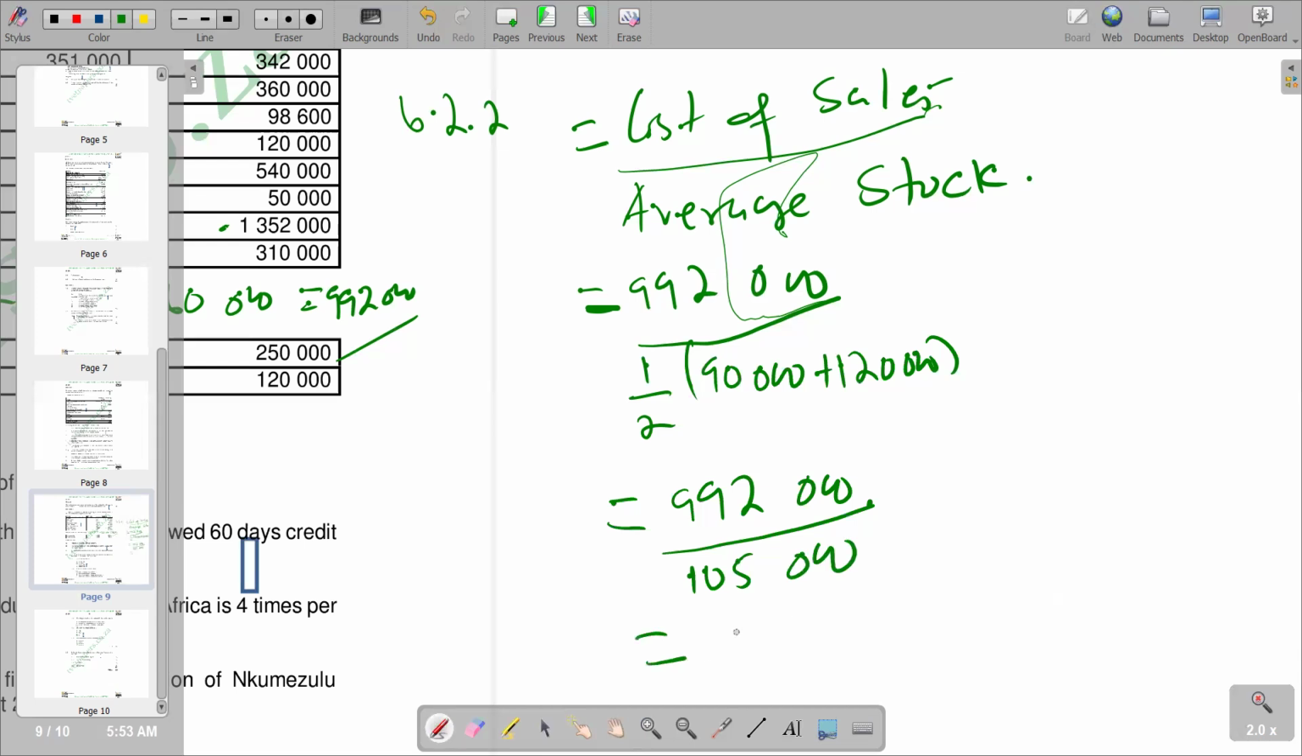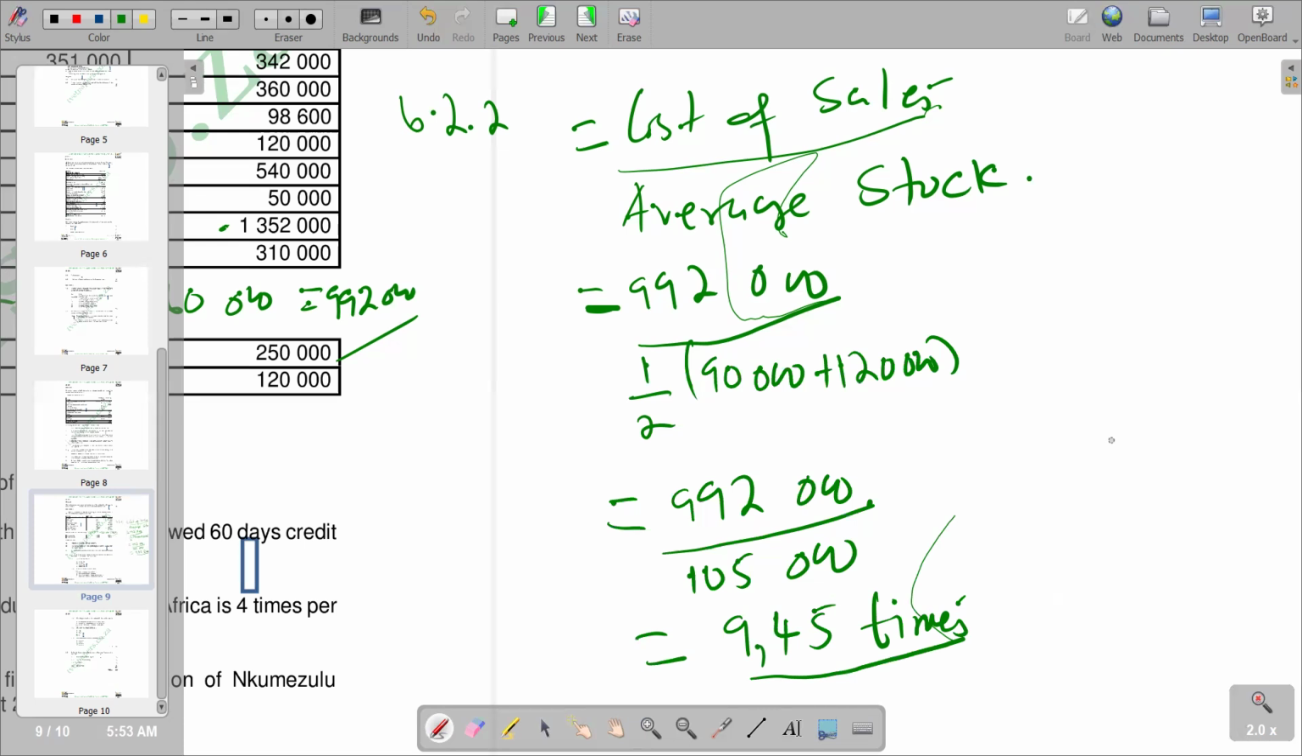And simplified further, for two decimal places, you're going to get 9.5 times. So remember, even though it is turnover, you are supposed to leave it as times. So we put 9.45 times.